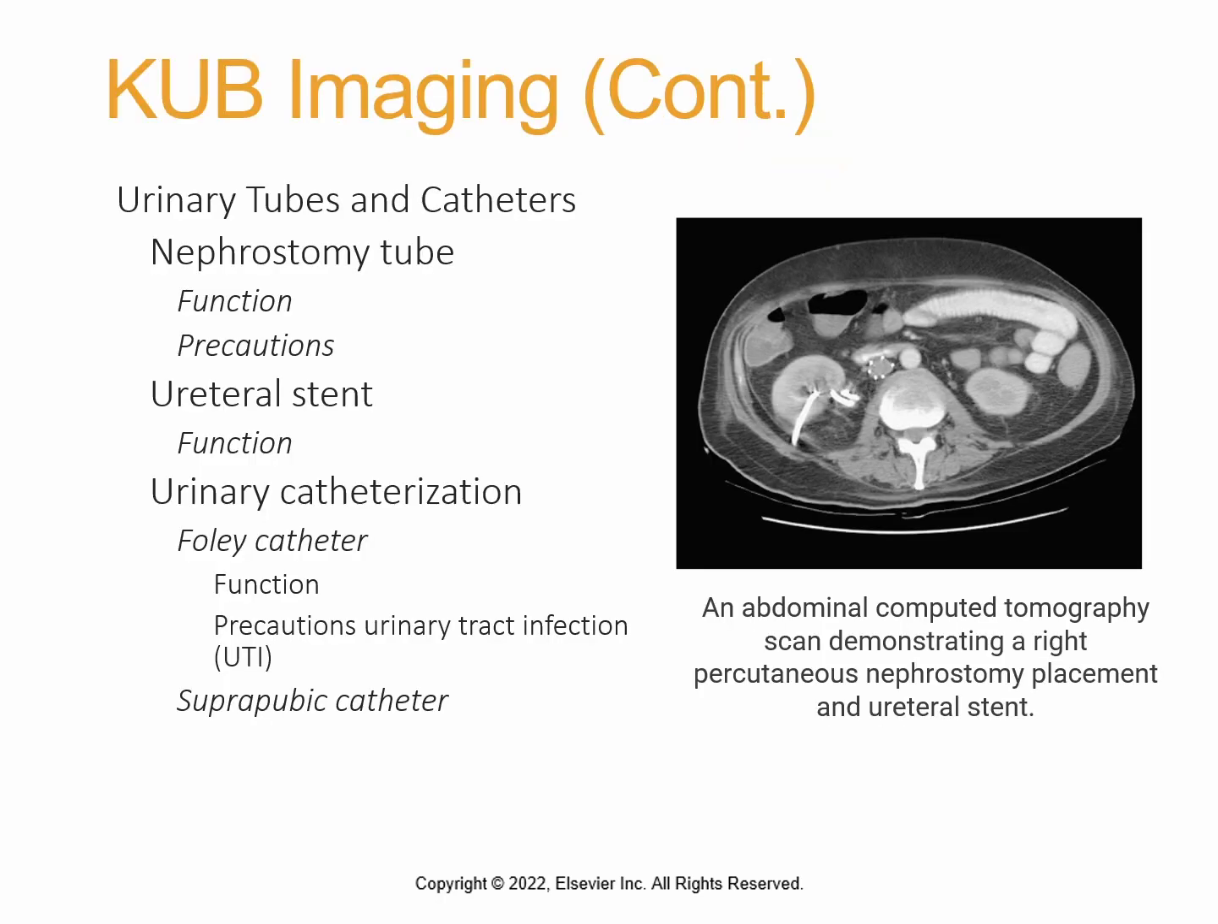This is also a highlight star, so urinary tubes and catheters is what we're going to talk about now. A nephrostomy tube is connected to the renal pelvis to the outside of the body to allow urine to drain outside of the body. Precautions must be taken with nephrostomy tubes. Patients are susceptible to infections because of a direct opening into the urinary system.